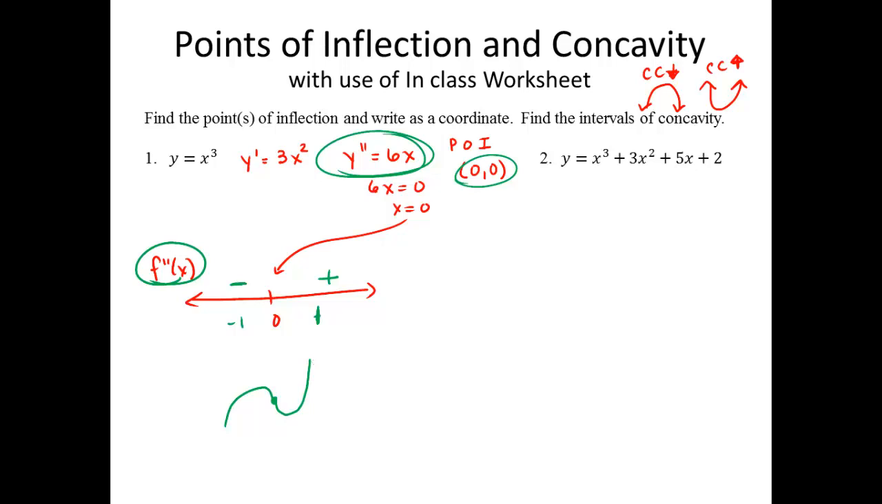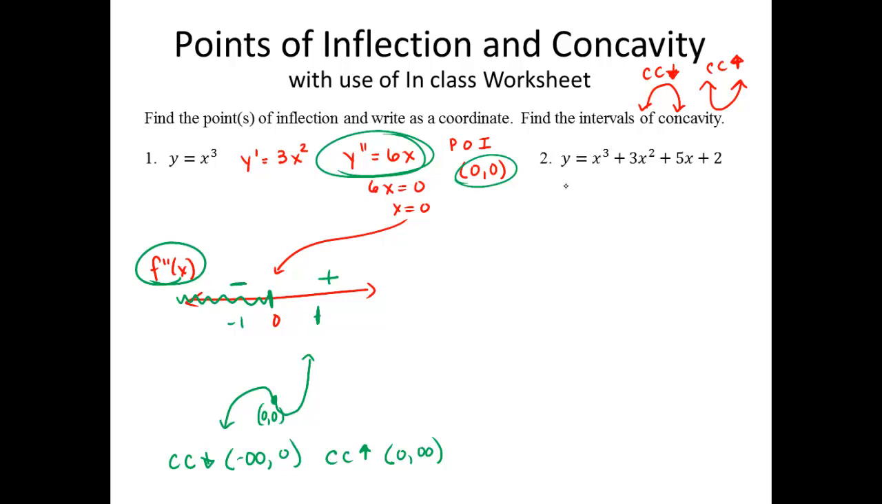Now this is just a rough sketch, but this tells me everything I need to know about the concavity. So (0, 0) is the point of inflection, and then I'm going to write my concave down interval and my concave up interval. So it's concave down everywhere from -infinity to 0. And then it turns concave up from 0 to +infinity. So it's the second derivative test that gives us our point of inflection and concavity.